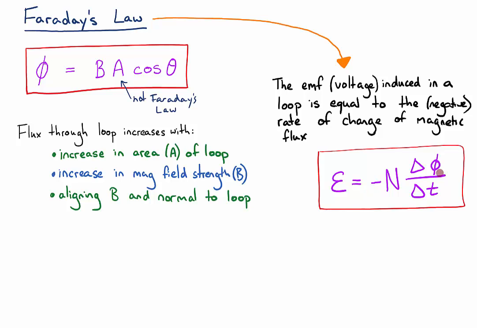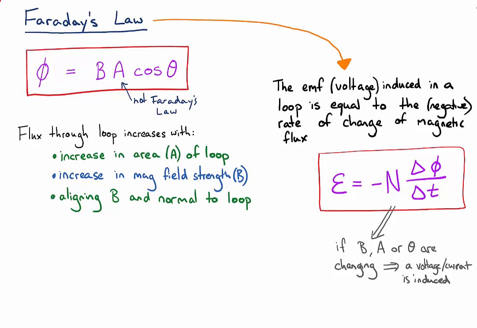So basically what I want you to realize is that if we get a change in magnetic flux, or a change in the magnetic field or the area, or the angle between the magnetic field and the area as a function of time, so if it's changing over time, then we'll get a current or an induced voltage in that loop.